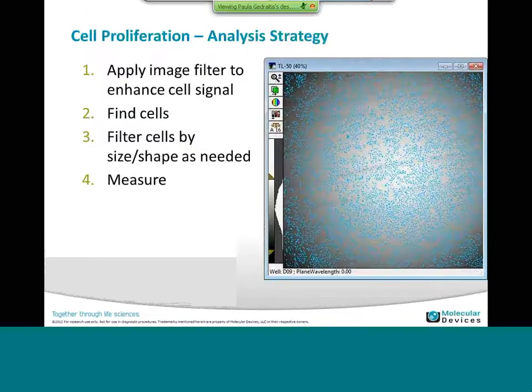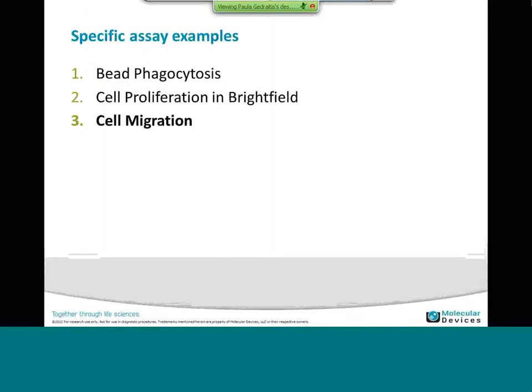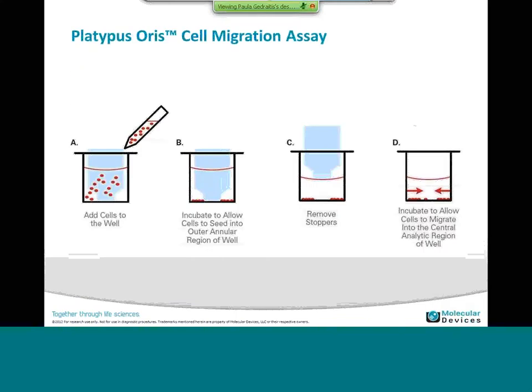last one, which is the cell migration assay. And so for this one, we use the ORIS cell migration assay, which is available from Platypus. And I'm sure some of you have tried this or at least looked into this. A nice setup for a migration assay.